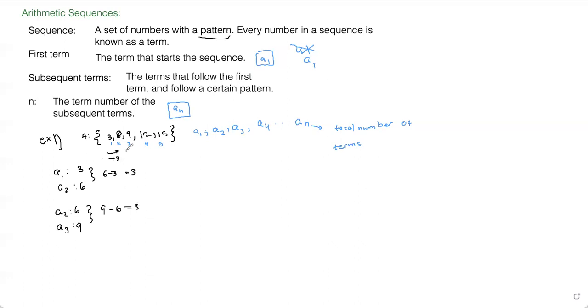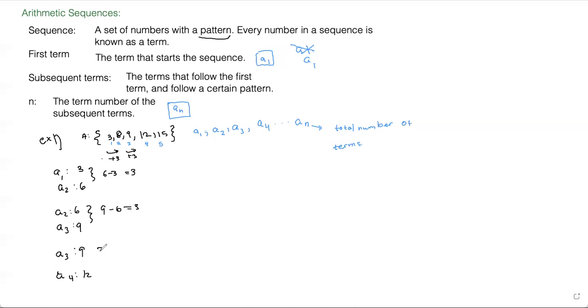Hey, I think I'm starting to sense a pattern. To get to the next term, you need to add 3. Let's just check it one last time: a_3, which is 9, to a_4, which is 12.